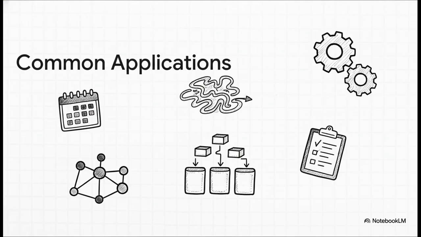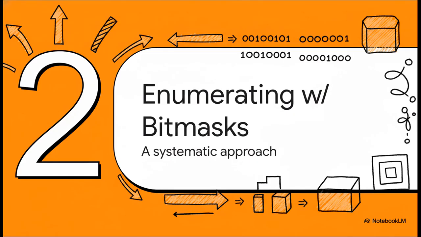And this stuff is everywhere. It's the engine behind your company's scheduling software, it's how logistics companies manage their entire supply chain, and it's how developers test their apps to make sure they don't break. Honestly, understanding how to handle combinations is a genuine superpower. Okay, so how do we actually do it? How do we methodically generate every single possible subset without missing any?